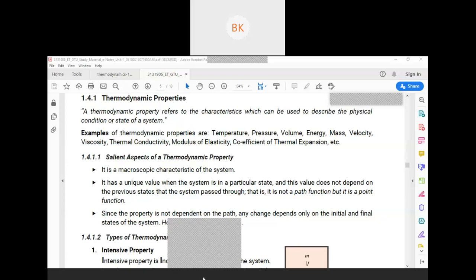Have you seen the syllabus? Guys, have you seen the syllabus for this? For UOW or for the bridging course? This one, thermodynamics.